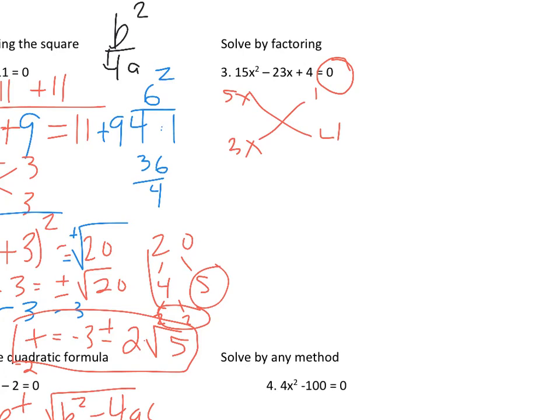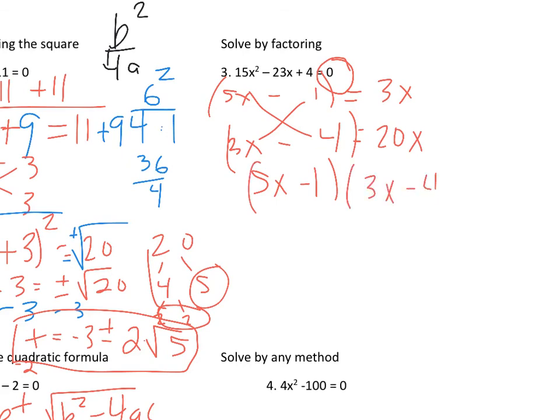And when I do my cross multiplying, 5x times 4 is 20x. 3x times 1 is 3x. So, will those ever give me negative 23x? And remember, this 4 is positive, so that means these two signs have to be the same. The answer, of course, is yes. It means that both of these must be minus. So we have it factored, and we have 5x minus 1 times the quantity 3x minus 4, and that equals 0.